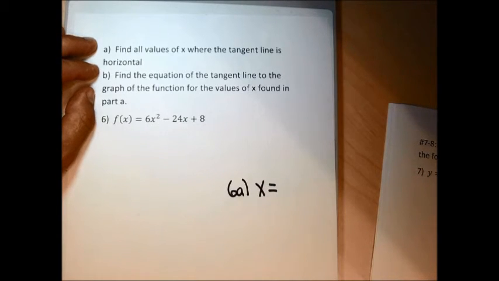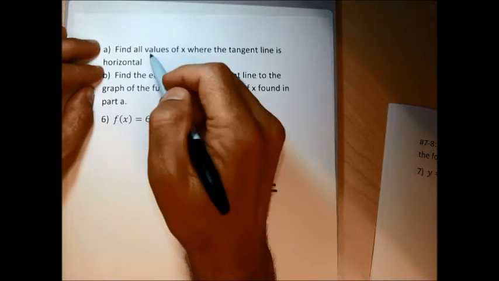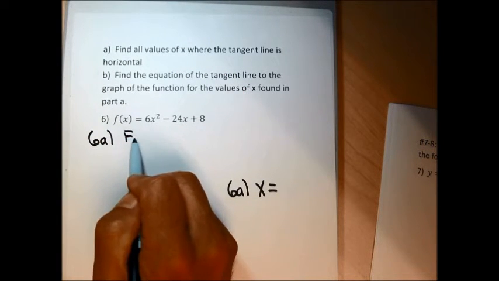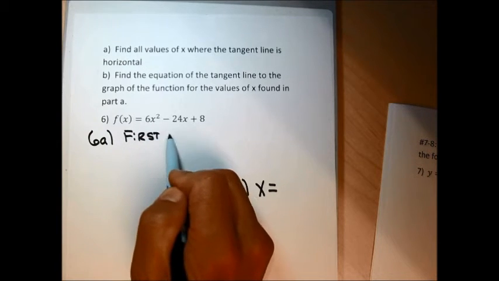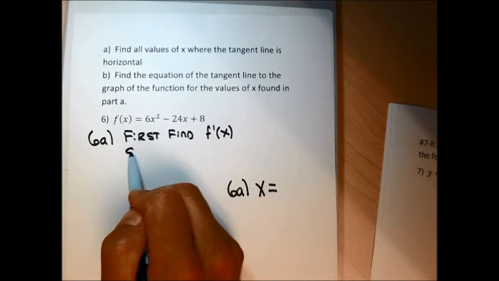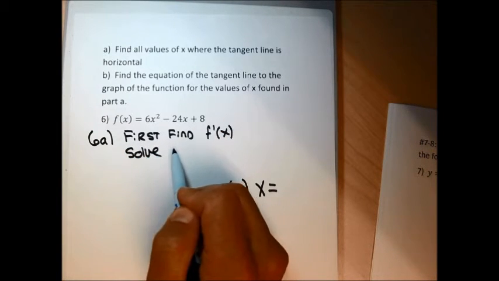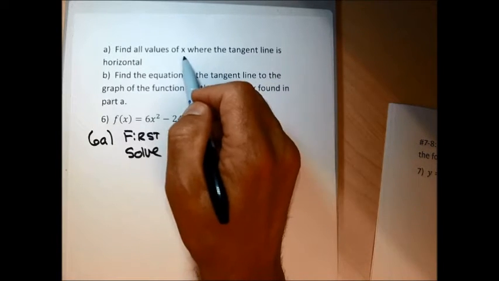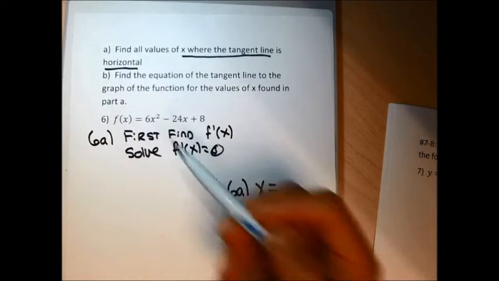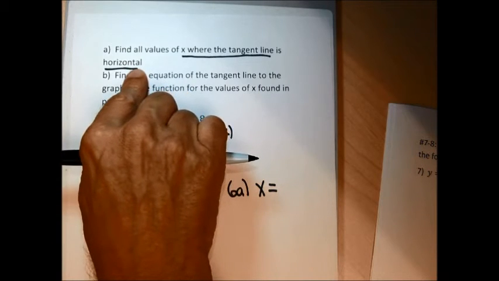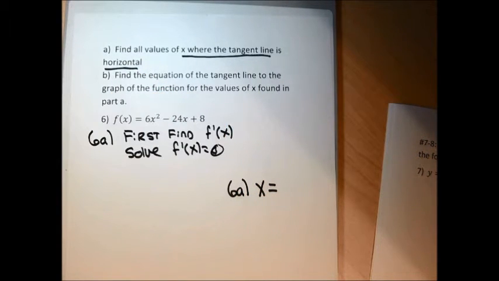And we did this a bunch of times in the chapter. To answer this question, you have to do two things. So for 6a, you have to first find the derivative, and then solve the derivative equal to 0, because the values of x where tangent lines are horizontal is where the derivative is 0. Tangent lines horizontal means the slope is 0, and when you set the derivative equal to 0, you're finding the value of x where the slope is 0.